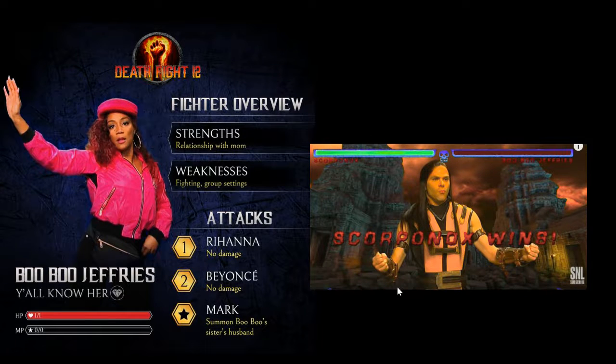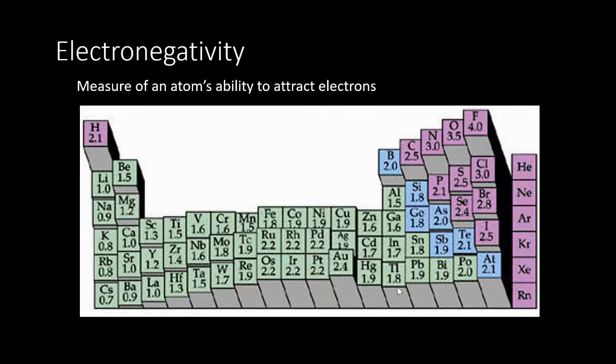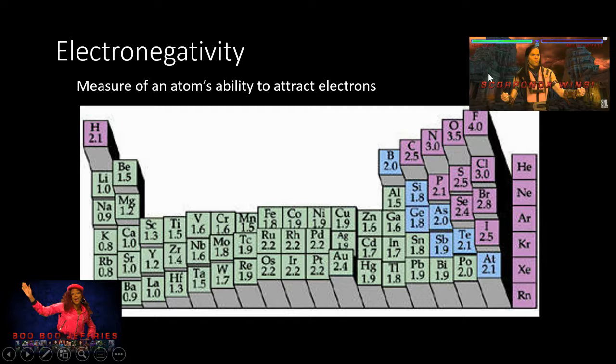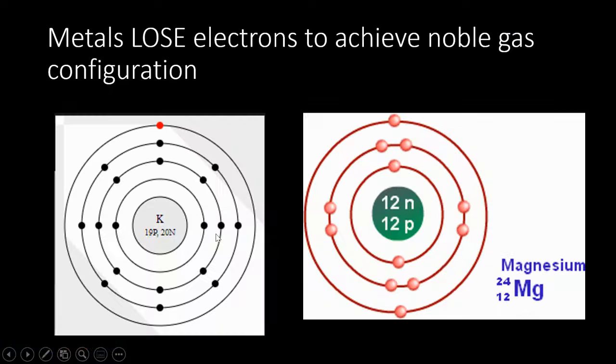So going back to Boo Boo Jeffries and Scorpionox, Boo Boo Jeffries, remember, is down on this corner with the elements that don't like to fight for electrons. Scorpionox is up in this corner for the elements that do like to fight for electrons. The closer they are to noble gases, the more they want to fight. They're just so close. These metals are better off going backwards to get to a noble gas, so losing electrons becomes a more stable pathway for them, and they don't really care much about electrons.